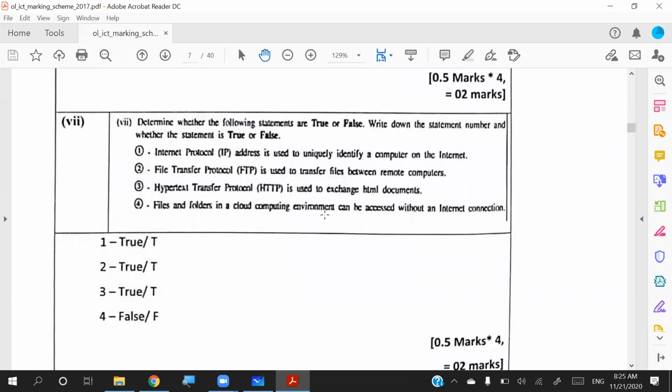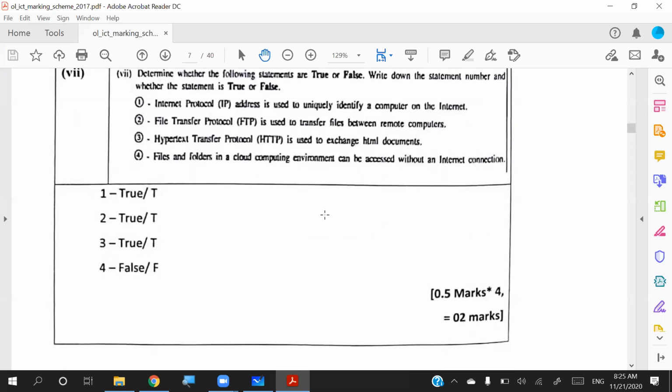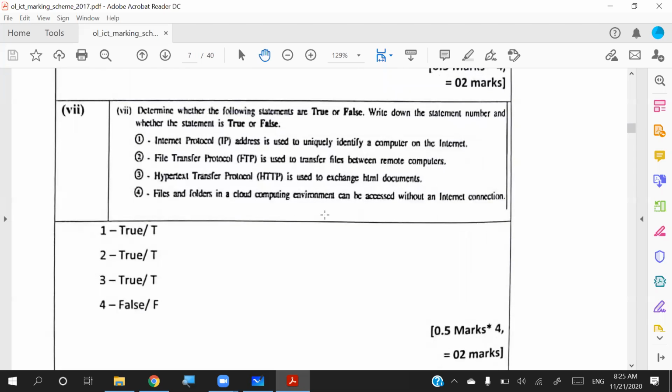And the seventh, determine whether the following statements are true or false. Write down the statement number and whether the statement is true or false. Internet protocol address is used to uniquely identify a computer on the internet. It is not only on the internet, but also inside a network. You are going to use the same thing. File transfer protocol is used to transfer files between remote computers. It is true. That is why file transfer protocol is there, to transfer a file from one computer to another computer, by using a cloud service or something like that.